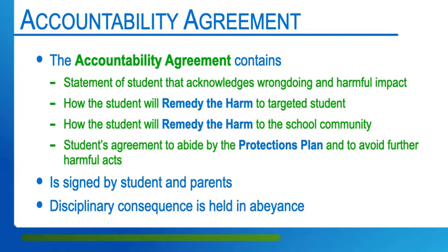The accountability process should result in an accountability agreement. The accountability agreement should contain a statement by the student that acknowledges wrongdoing and the harmful impact, a statement of how the student will remedy the harm to the targeted student, and how the student will remedy the harm to the school community, including the requirement of acts of kindness, the student's agreement to abide by the protections plan if one is necessary, and will avoid any further harmful acts. This agreement should be signed by the student and their parents, and any disciplinary consequence would be noted as being held in abeyance in light of this agreement.